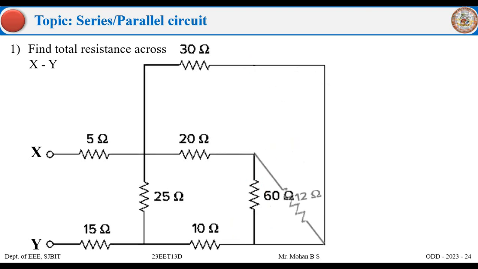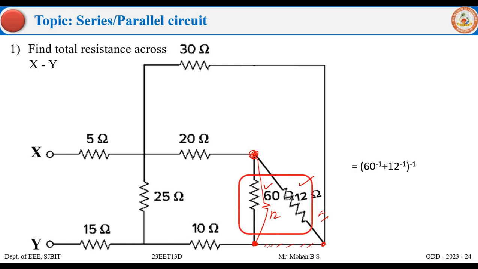So in this way I can rotate, and I hope now it is clear that this is one junction or one node which is common for both 60 and 12, and the other end of 60 is here and the other end of 12 is here. And what are these actually? These are mere connecting wires. So I can still bring the 12 ohm in this pattern and connect here. Thus, because of this connection, I can simply say that these two are in parallel.